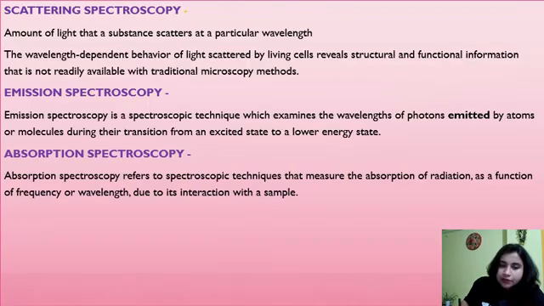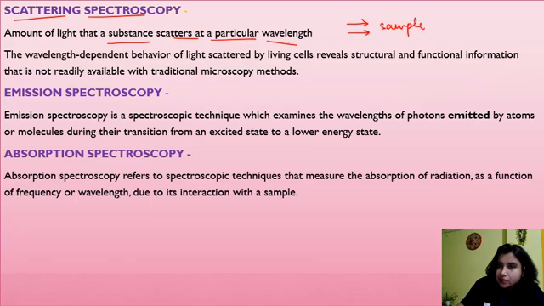Next, let's define scattering, emission, and absorption. Coming to scattering spectroscopy, what does scattering mean? The amount of light that a substance scatters at a particular wavelength. Suppose this is a light coming. When it is interacting with the sample, what is the sample doing? It is scattering the light. This is what we call scattering, right?